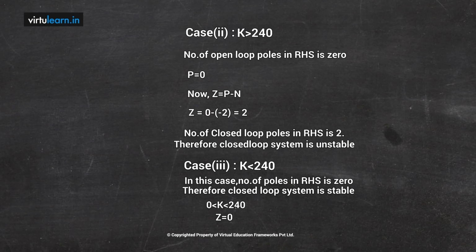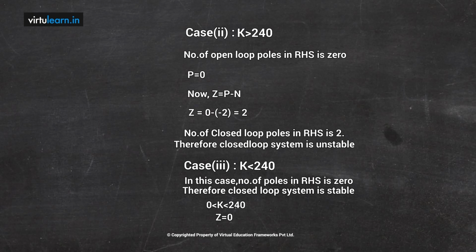So what is the formula? Z is equal to P minus n. We know that P is 0 in this case. The transfer function is k by s into s plus 2 into s plus 5. No open loop poles are lying in the right of the s plane. P is 0 and n is equal to -2, so z is equal to 0 minus of -2, z is going to be 2. Z indicates the number of closed loop poles lying in the right half of the s plane. So there are 2 closed loop poles lying in the right of the s plane, which means my closed loop system is unstable. So when k is greater than 240, the closed loop system is going to be unstable.